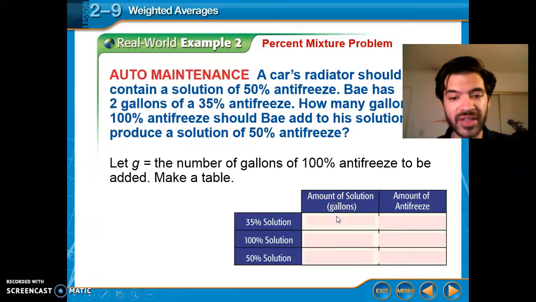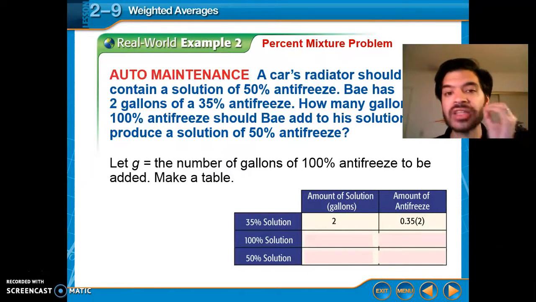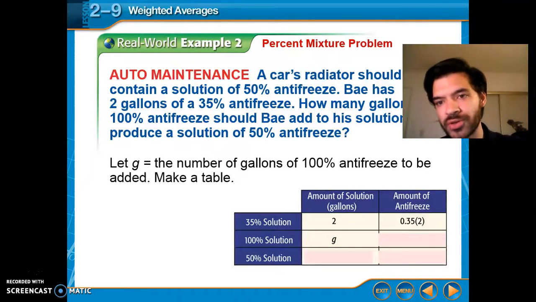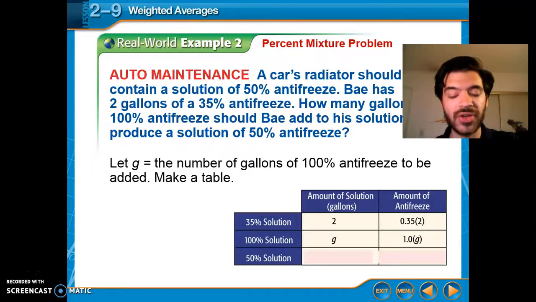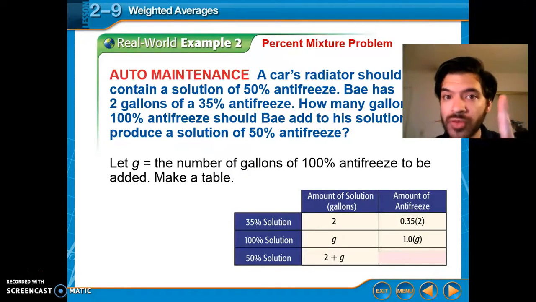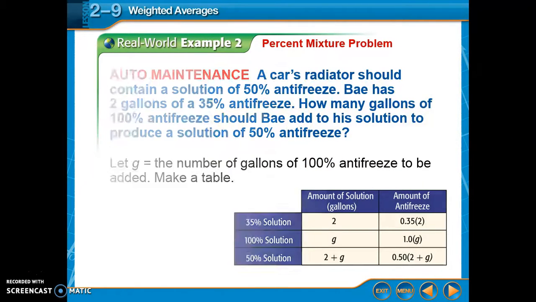So we are told that he has 2 gallons of 35% antifreeze. So we are going to multiply 0.35, 35%, times 2. Same thing with 100%. We don't know how many gallons, but we'll multiply 100% by G. So that's 1 times G. And for the 50% solution, we note that it's a mixture of 2 gallons plus how many gallons we're adding. That's 2 plus G. And that's going to be multiplied by the 50%. So we get 0.5 times 2 plus G. The rest is the same that we've been working with.